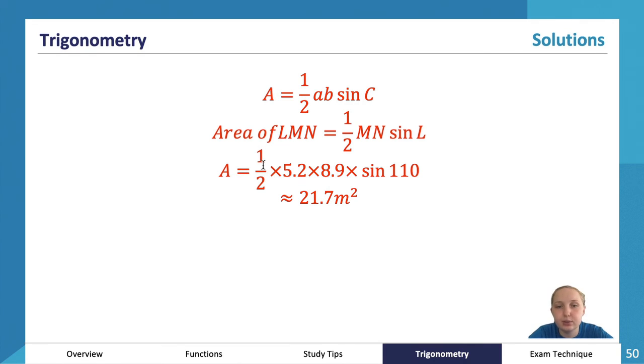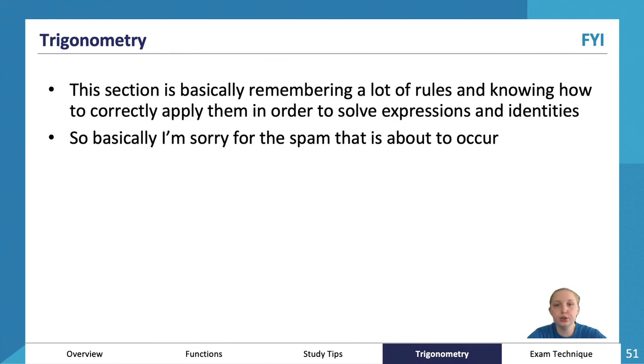So then area is equal to a half times 5.2 times 8.9 times sine of 110. So your area is going to be equal to 21.7 meters squared. Okay, and that's all you've got to do for that. So just, a little FYI.